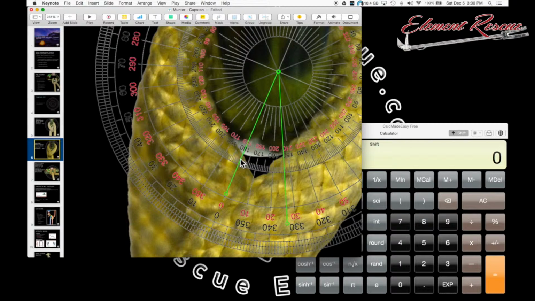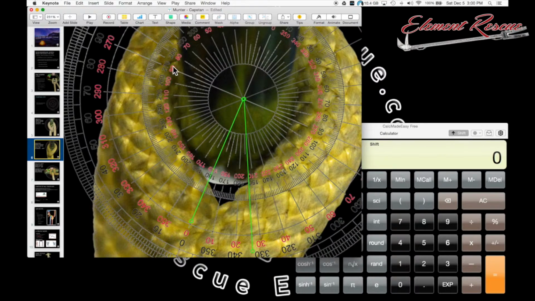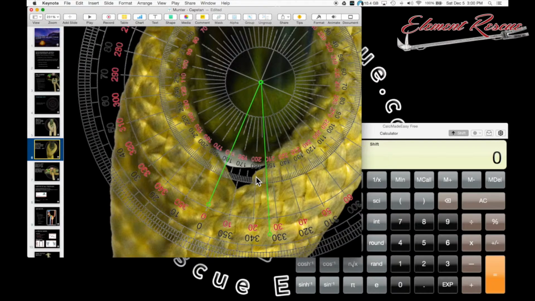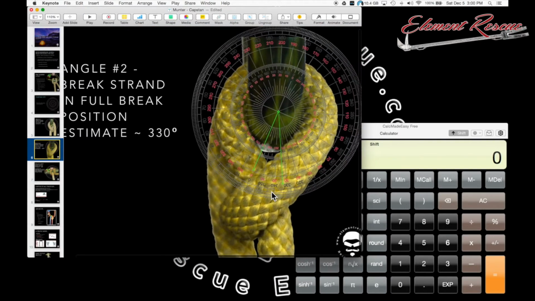Kind of spin that around to where we hit our first point of contact coming in off that load strand. And once again, we just followed that rope around clockwise to where we lost contact with it. So we estimated 330. You can see that it's slightly a little to the left, so maybe 332, 333. We went with 330 on this one.